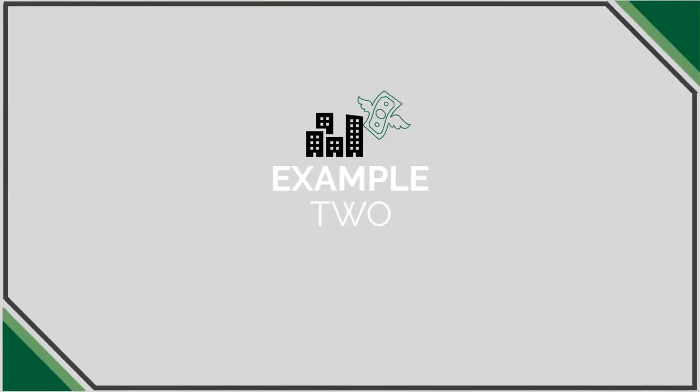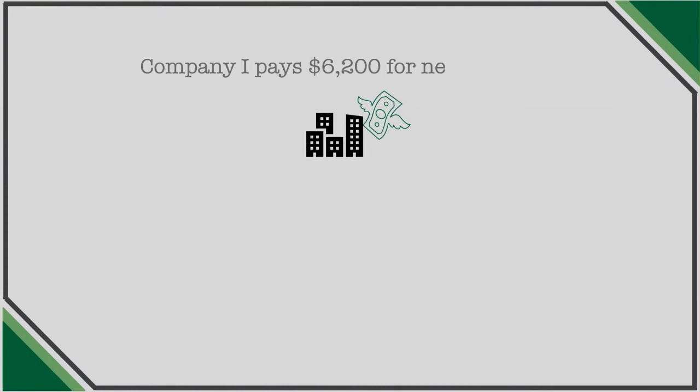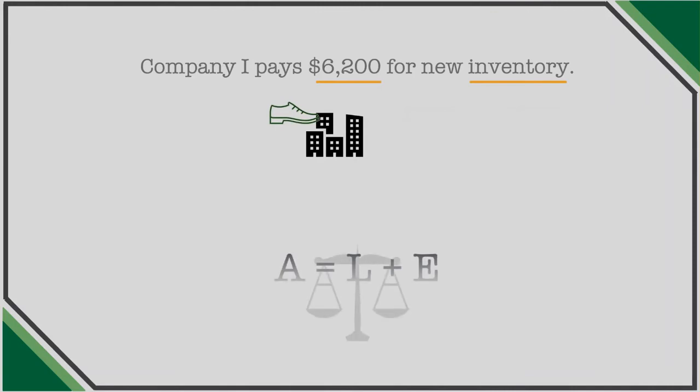In this example, Company I pays $6,200 for new inventory. Let's identify our accounts. We have $6,200 of cash and we have inventory. If we look at our accounting equation once again, cash is an asset and inventory is an asset. The company is getting inventory, which means it's increasing its asset account, and the company is paying cash, so cash is going down by $6,200, so it's decreasing the asset account. Both are happening on the same side of the equation.